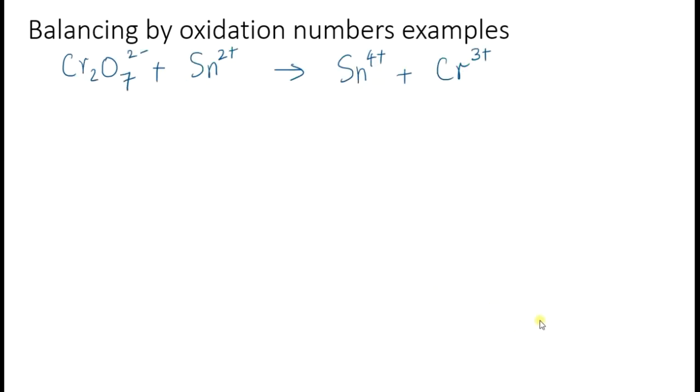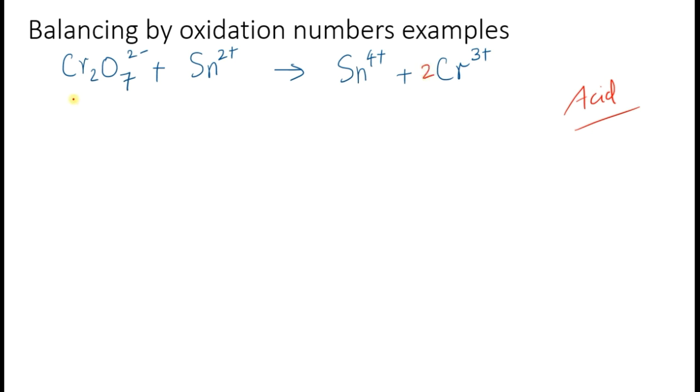This is slightly different, so you can try this. This is again acid condition. Okay, I hope you tried this. Now check the answer. So initially I identify the oxidation number change, Cr2, so that make sure that is balanced.